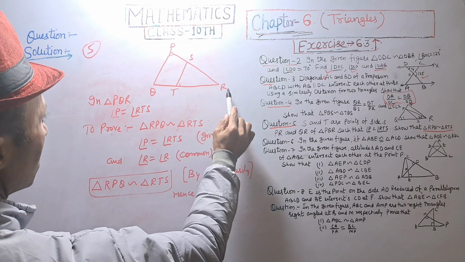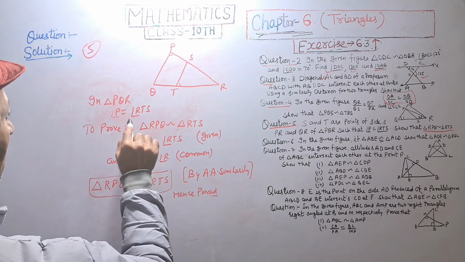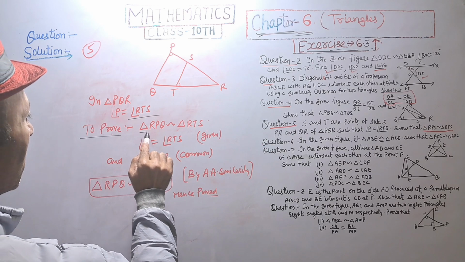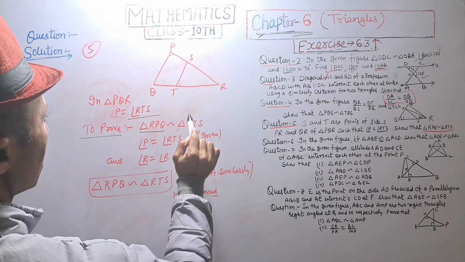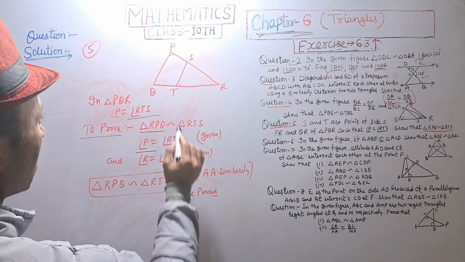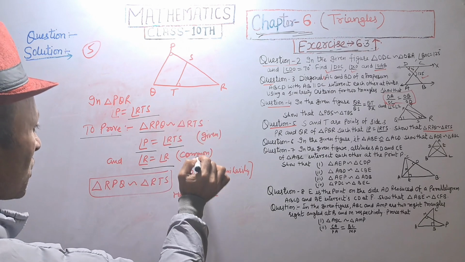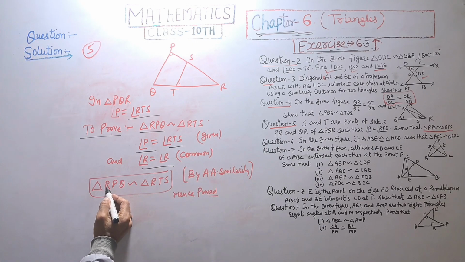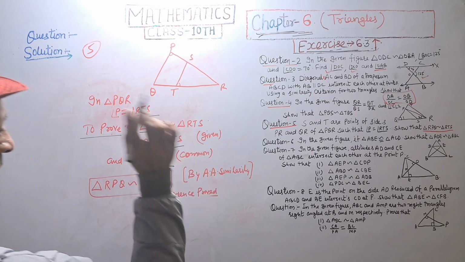In triangle PQR, angle P is equal to angle RTS, and to prove triangle RPQ is similar to triangle RTS: angle P is equal to angle RTS, it's given, and angle R is equal to angle R, common to both. So by angle similarity, triangle RPQ is similar to triangle RTS, hence proved.